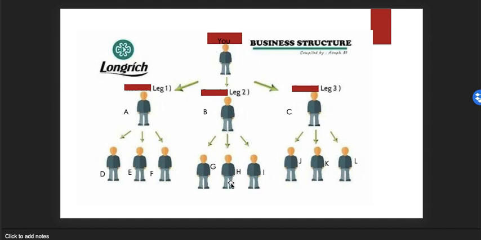So H can become a D5 and you are still a D2 because you don't have a D3 here, you don't have a D3 here. If all activity is on one leg, you cannot move forward. So in Longrich, we say help one another. That's why I will always say together we win.